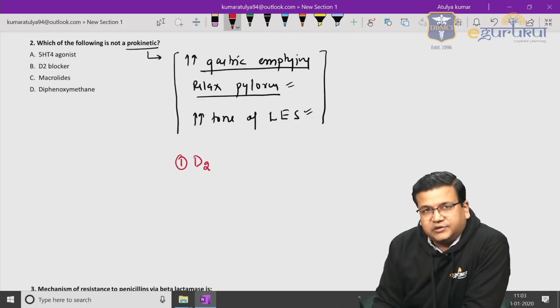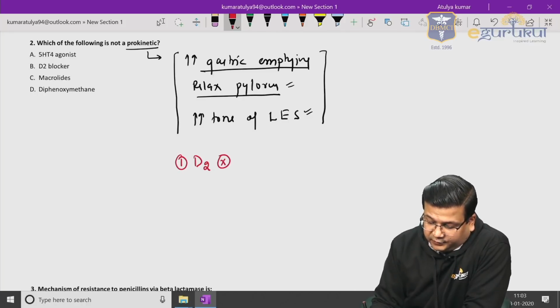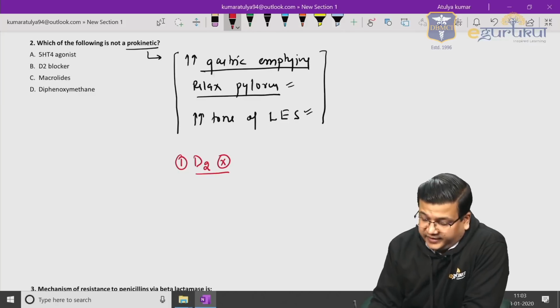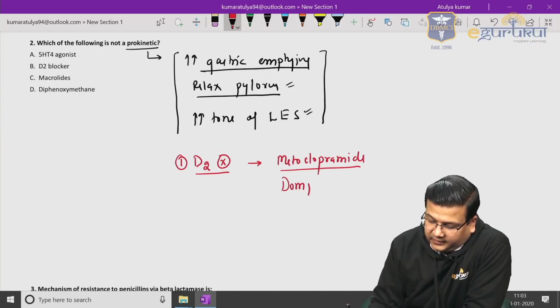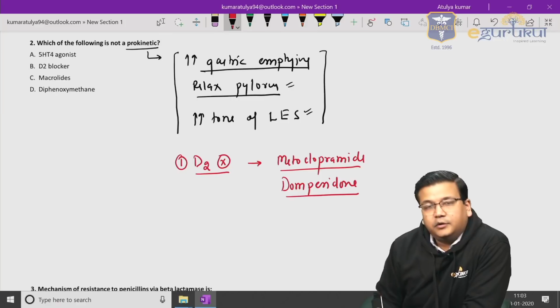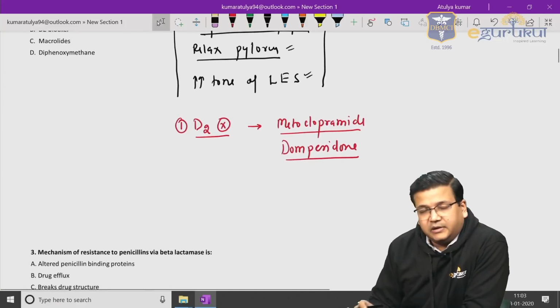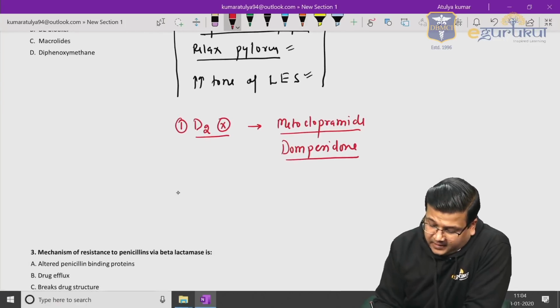blockade of D2 receptor. Blockade of D2 receptor in the GIT causes prokinesis, and that should remind us of two important drugs, metoclopramide and domperidone. These two drugs are prokinetic. Mechanism is blockade of D2 receptor. The second type of drugs are 5-HT4 agonists.